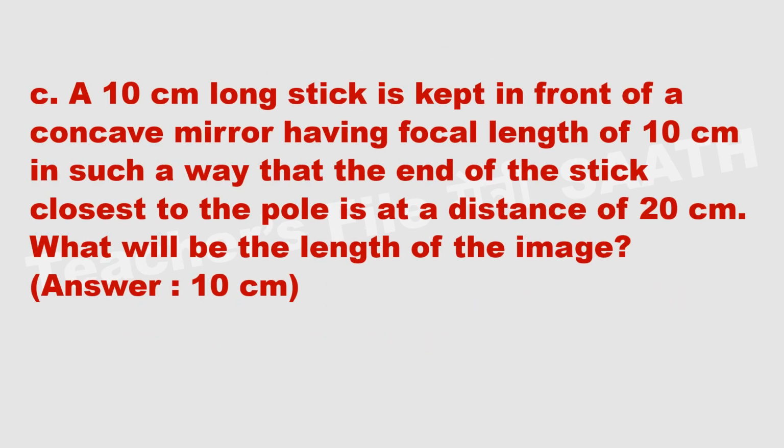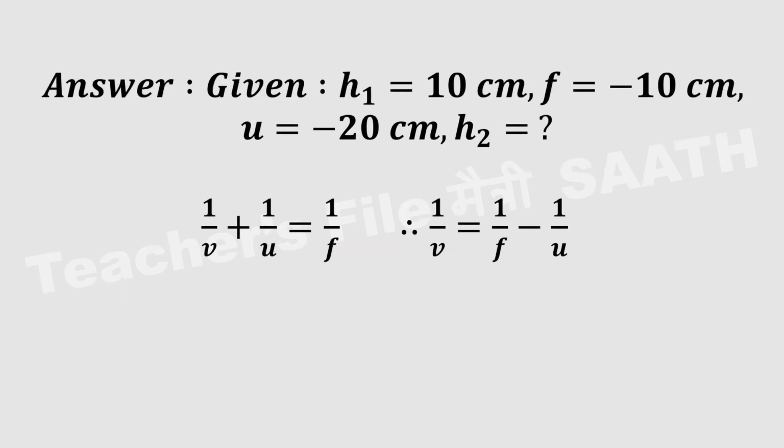A 10 cm long stick is kept in front of a concave mirror, having focal length of 10 cm in such a way that the end of the stick closest to the pole is at a distance of 20 cm. What will be the length of the image? Answer. Given h1 is equal to 10 cm, f is equal to minus 10 cm, u is equal to minus 20 cm. We have to find out h2.